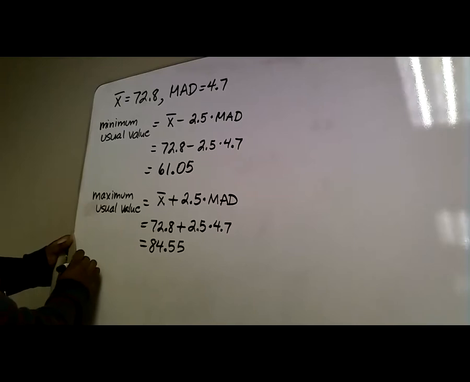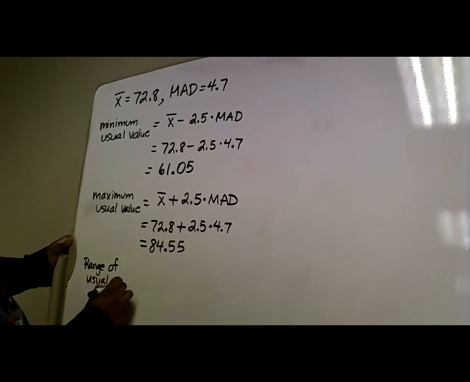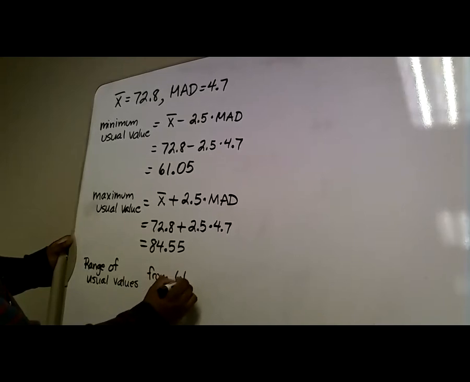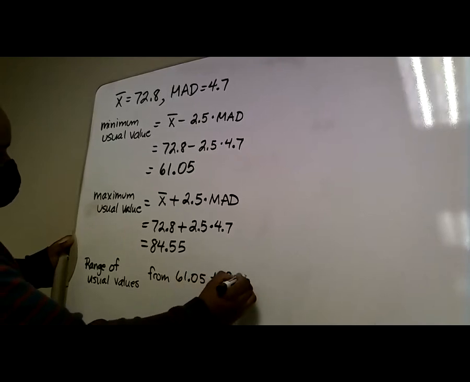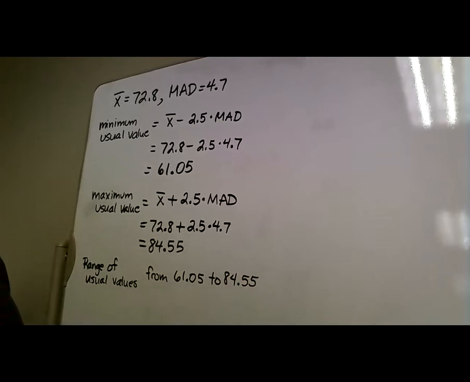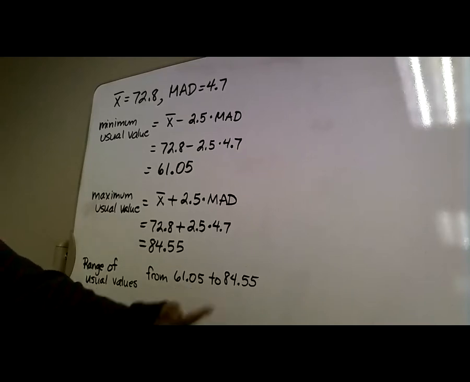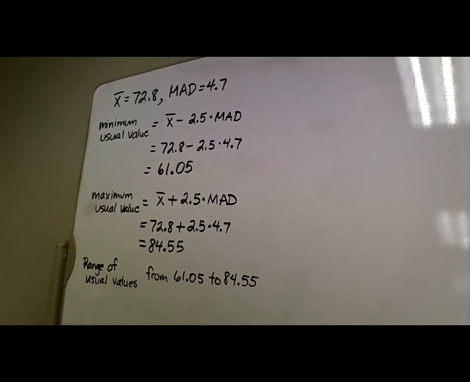So this is what we call the range of usual values. And it's going to range from 61.05 to 84.55. So to put that in perspective, this teacher's test scores for her students range from 61.05 to 84.55.